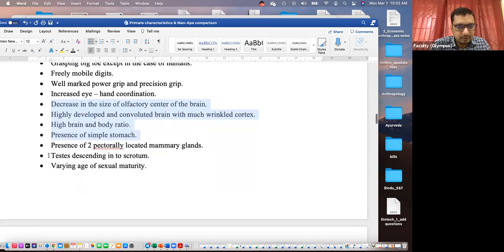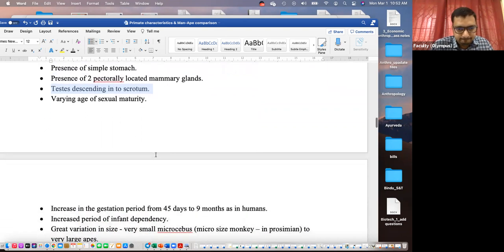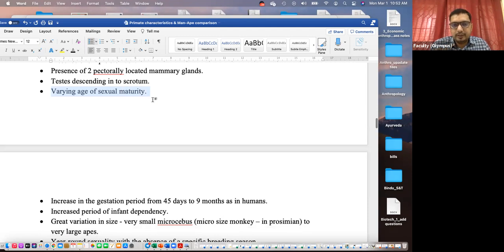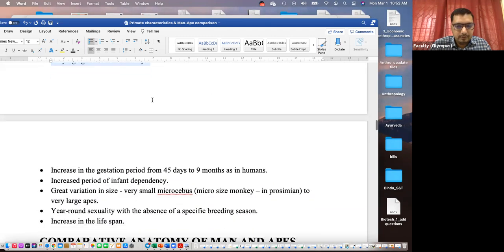Testis descending into the scrotum is one thing that you notice in primates. The testis is found within the scrotum because sperm production seems to need a different temperature. So the testis is placed in a sachet or bucket called the scrotum. And we also show differences in the age of sexual maturity. Depending on the question, these are all secondary points. All that I discussed so far are primary points.